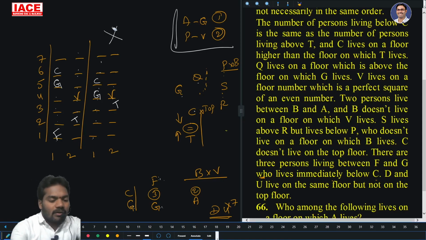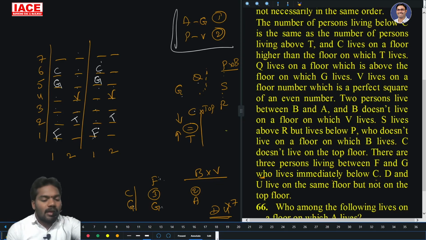Now immediately convert to the first possibility again. So the only chance here is T, here C, here G, and here F. Now take it as one Q, and take it as another Q.